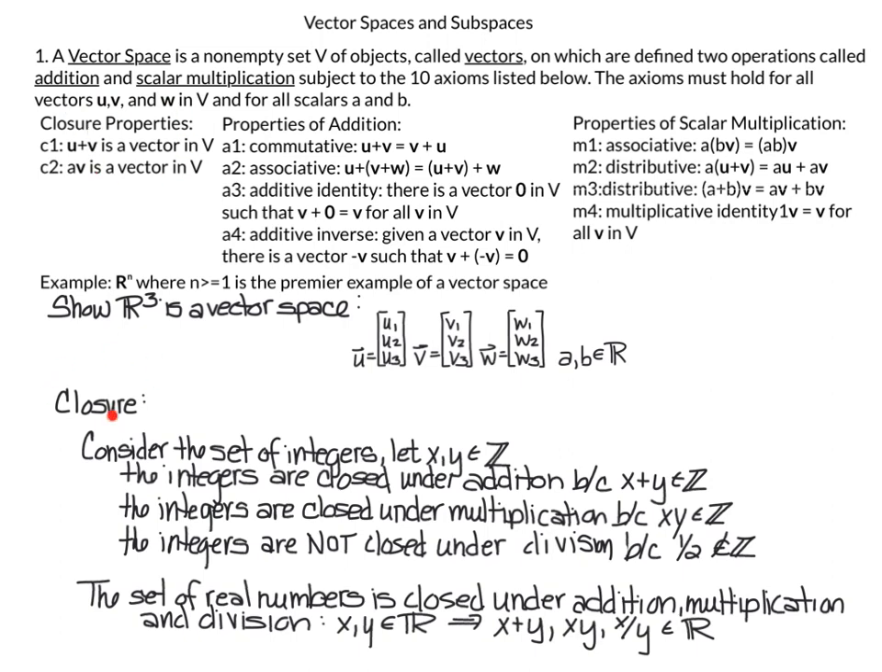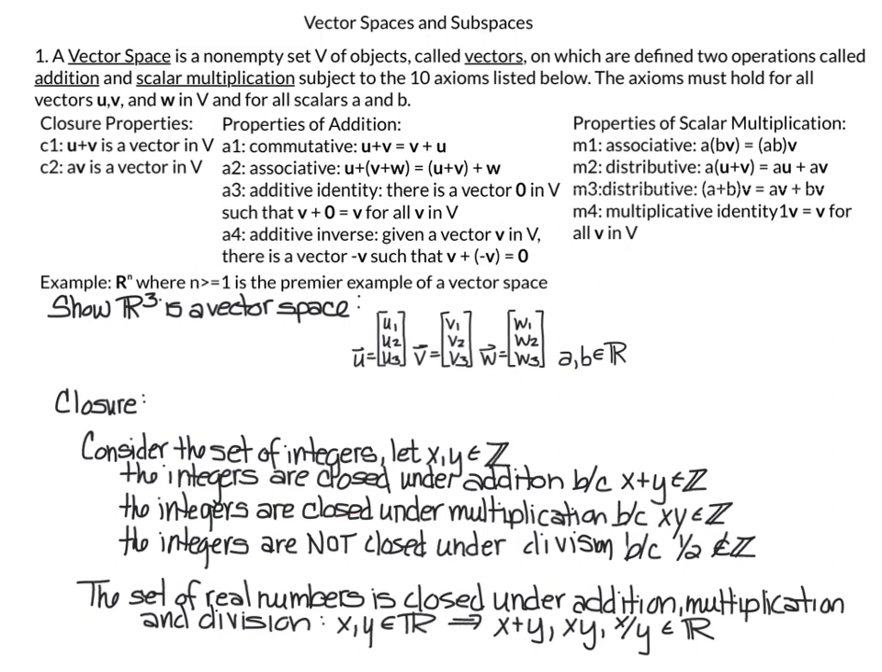The first thing we want to talk about are closure properties. But before we go into closure using the vectors with vector addition and scalar multiplication, I just want to talk about closure in terms of other sets, just to give you a better feel for closure. If we consider the set of integers, Z, and we have x and y, both integers, then the integers are closed under addition because when you add two integers, you get back an integer. So x plus y is still in the integers.